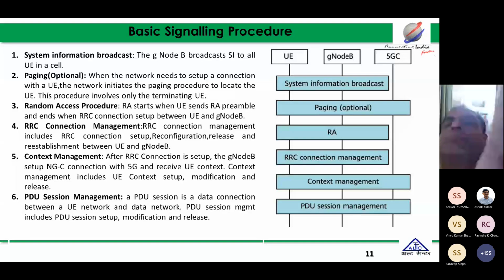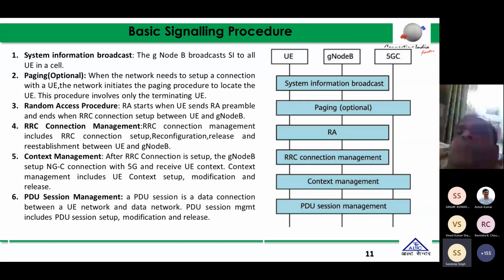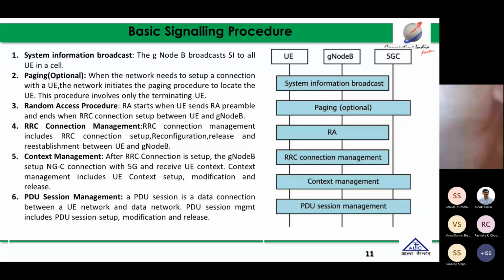And third is the random access procedure. Random access procedure starts for uplink synchronization, and also some messages are used for the RRC connection setup. We will discuss in detail this random access procedure and RRC connection setup between UE and gNodeB.